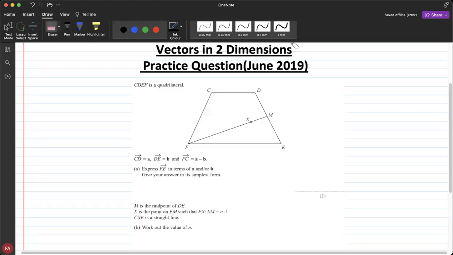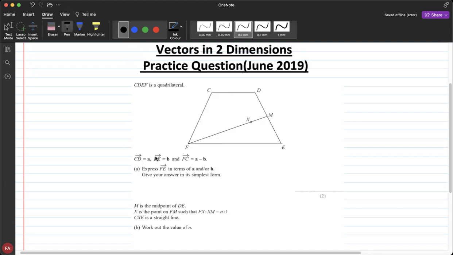Hello, everyone. Today we'll be discussing this very important question that came in June 2019. You can actually find this in the vectors folder. There's a worksheet labeled practice worksheet number 4, so you'll be able to see this question over there as well. Now, they've given us the dimensions over here.